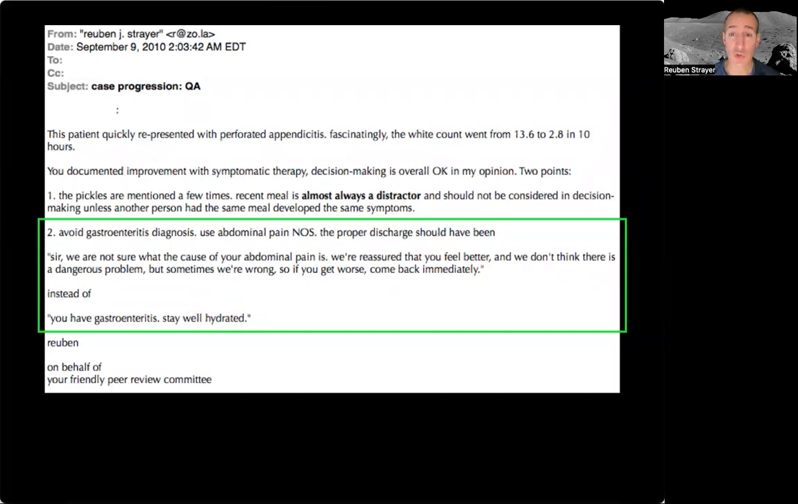Sir, we are not sure what's causing your pain. After our assessment, we see no evidence that there's anything dangerous going on, so we think whatever is causing your pain should get better by itself. But sometimes we're wrong, because sometimes people have a dangerous condition that just hasn't shown itself to us yet, that we can't see yet. So if you get worse, come back and see us. We're here 24 hours a day, 7 days a week. Here's my phone number.